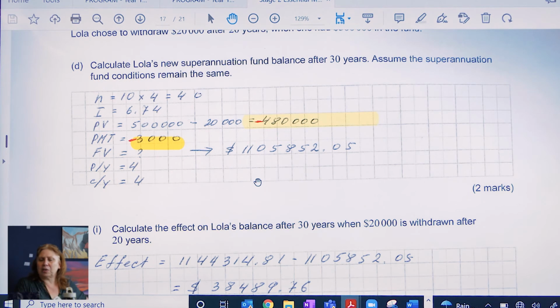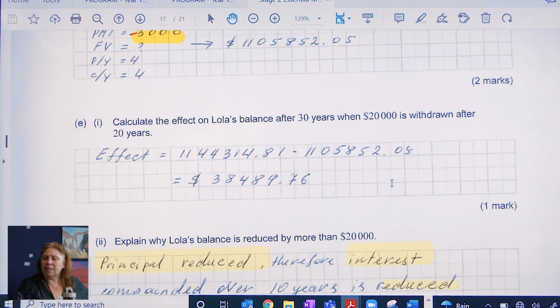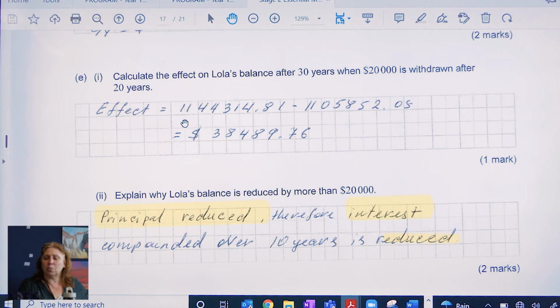So this question again, 2 marks just for finding. 1 mark comes from these 500,000 minus 20,000. So they recognize that 20,000 was already withdrawn from that money. And then the effect is just one mark, just the difference between those numbers. And again, if they did the calculations wrong using those numbers, it's fine. They just carry on the mistake.